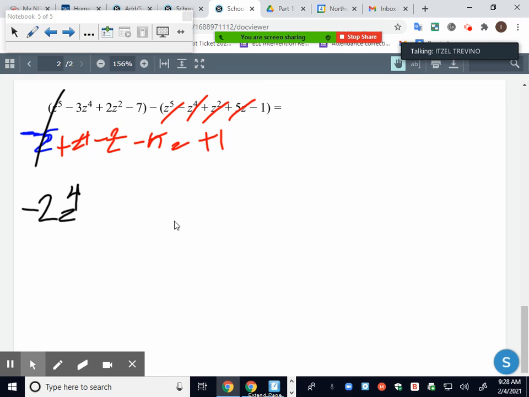Do I have anything to the 3rd power? I don't. Now I'm going to go to the 2nd power. I have 2 minus 1. 2 minus 1 is still 1. So I'm going to put plus z squared. And then afterwards, after I have 2, I have just 1. The only thing I have is minus 5z. And then I have negative 7 plus 1. Negative 7 plus 1 is negative 6.